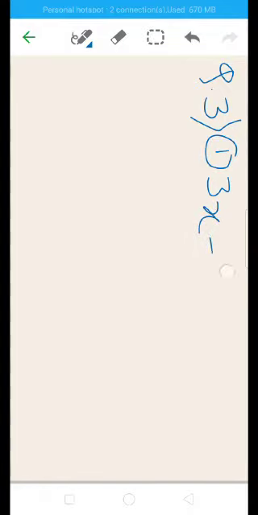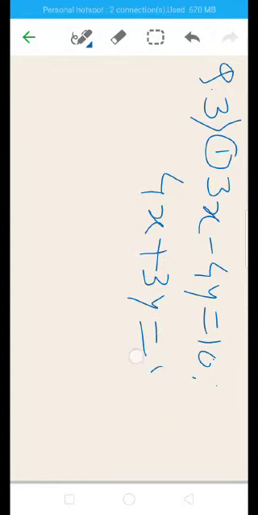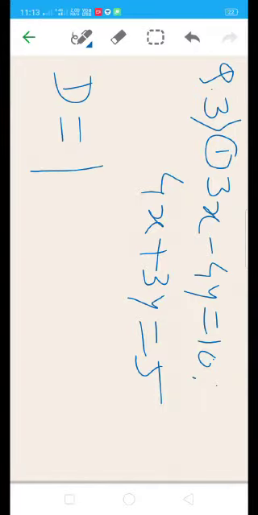3x minus 4y is equal to 10, 4x plus 3y is equal to 5. First you have to find the value of determinant D. D is equal to determinant.